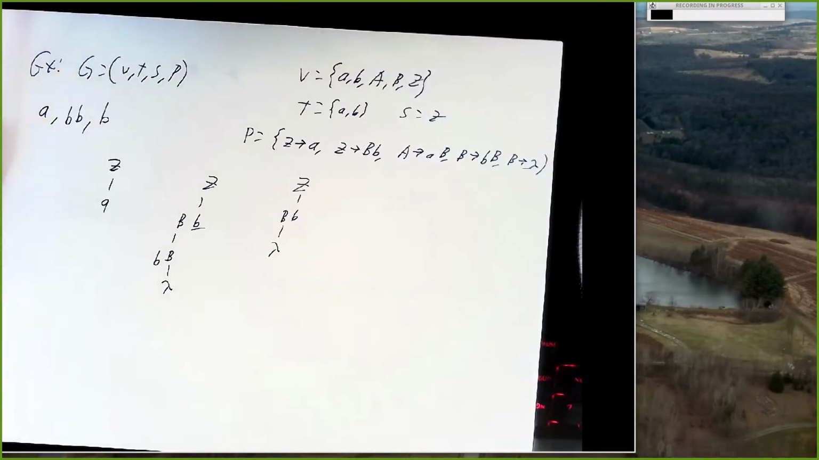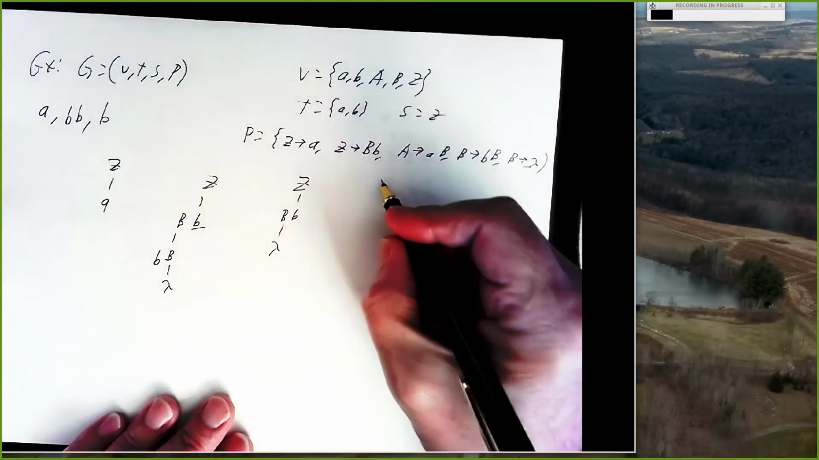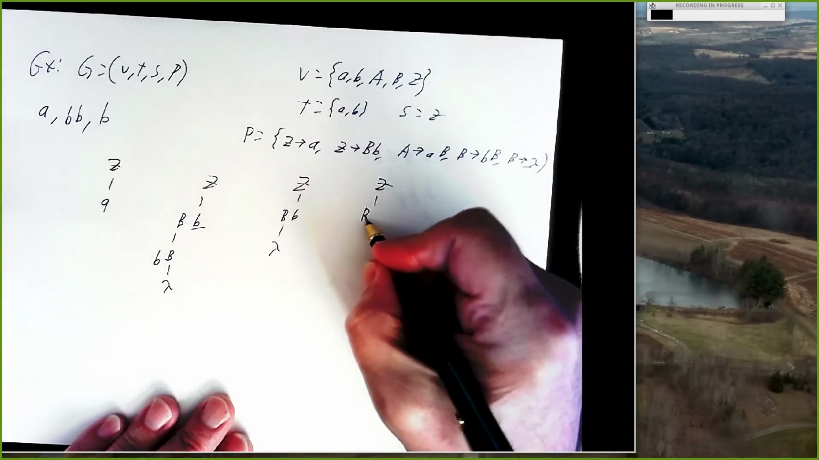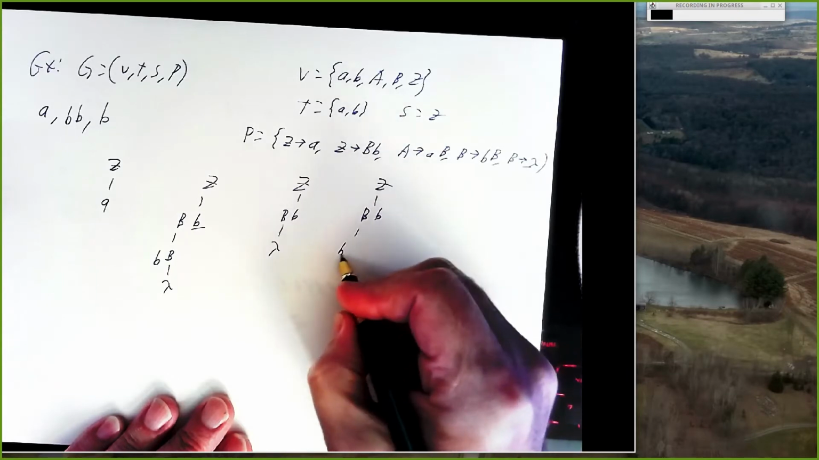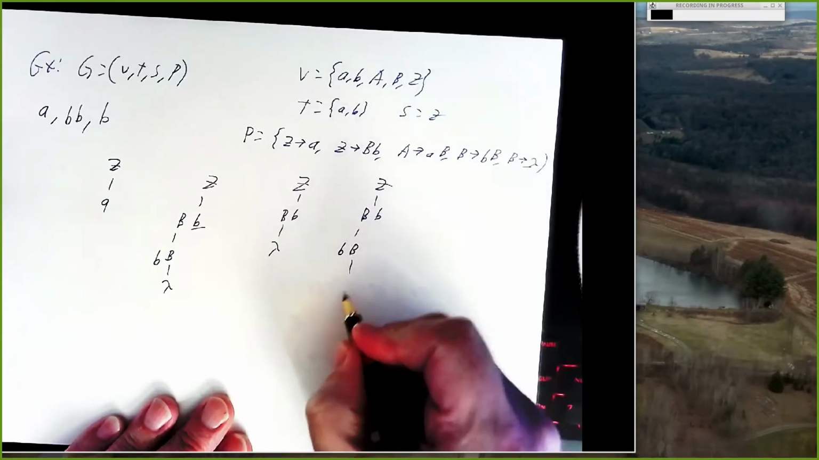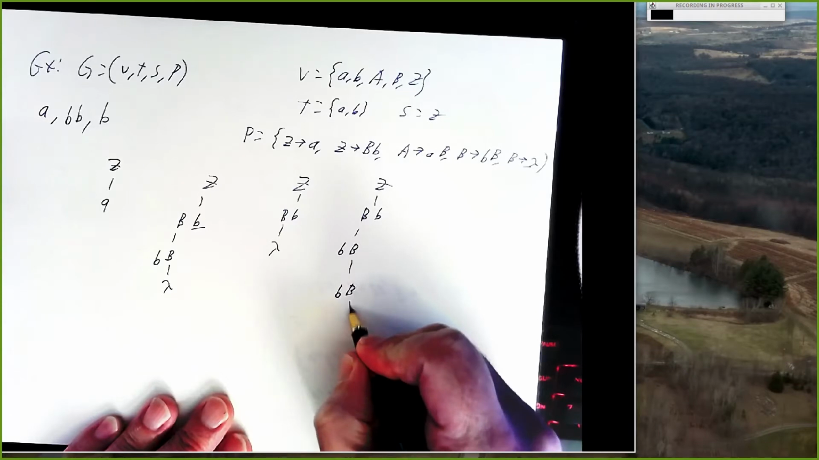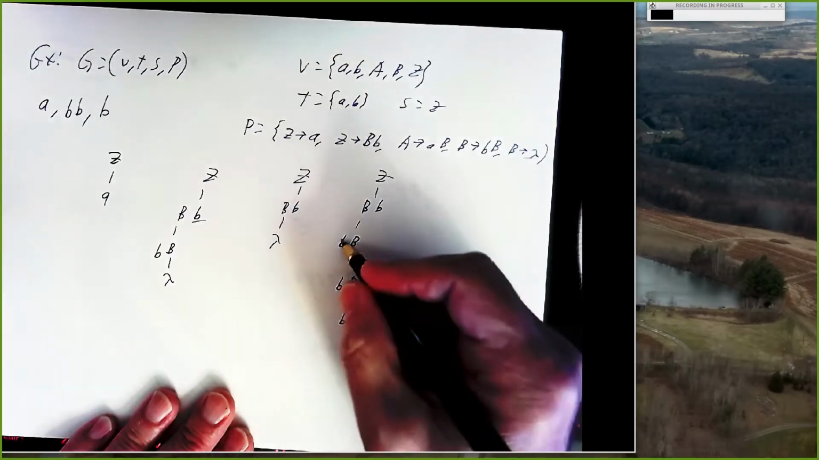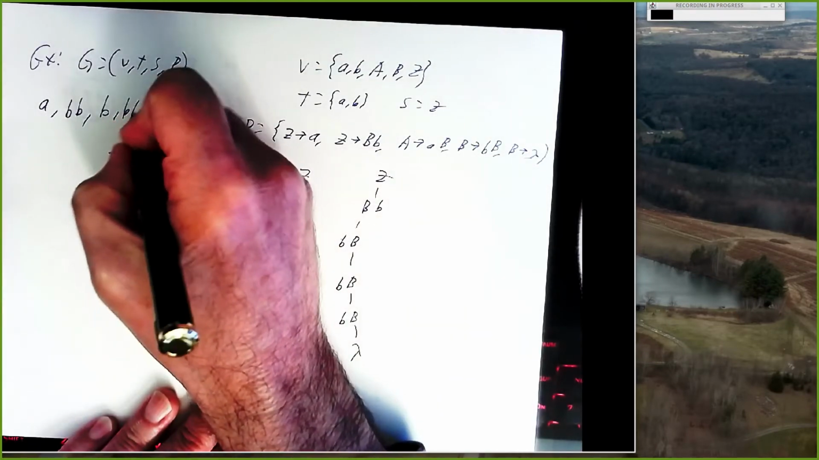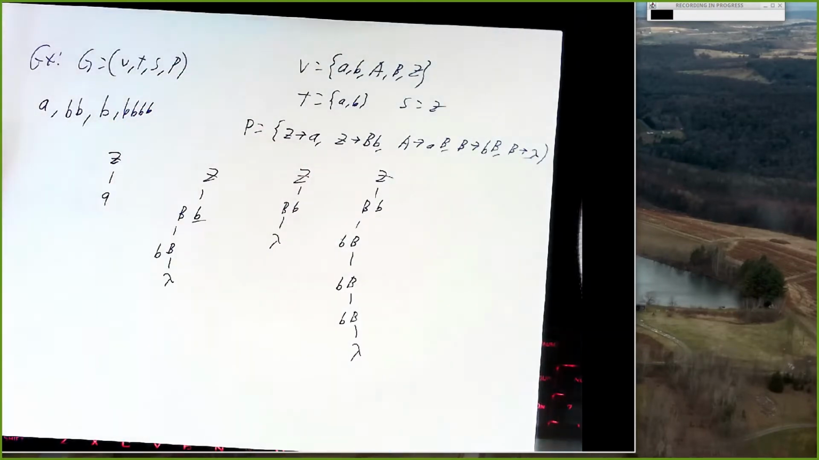Cool, what else can we do? I mean, you could just keep lowercase b repeating forever. Yeah, we could go z comes down to a big B, little b, and a big B can be a little b followed by a big B, and this big B could be a little b followed by a big B, and this could be a little b followed by a big B, and this could be a lambda. And so B, B, B, B, that's also part of our language. And in fact, any repetition of B's, one or more, will be part of our language.